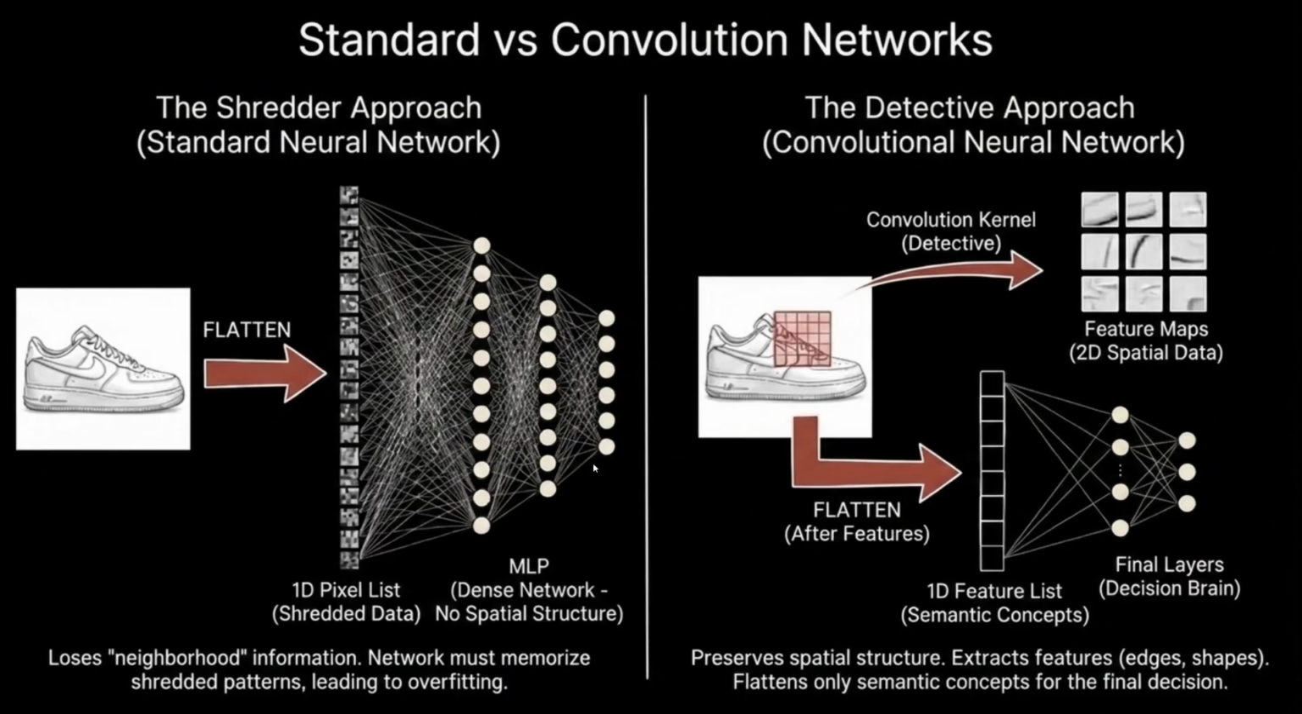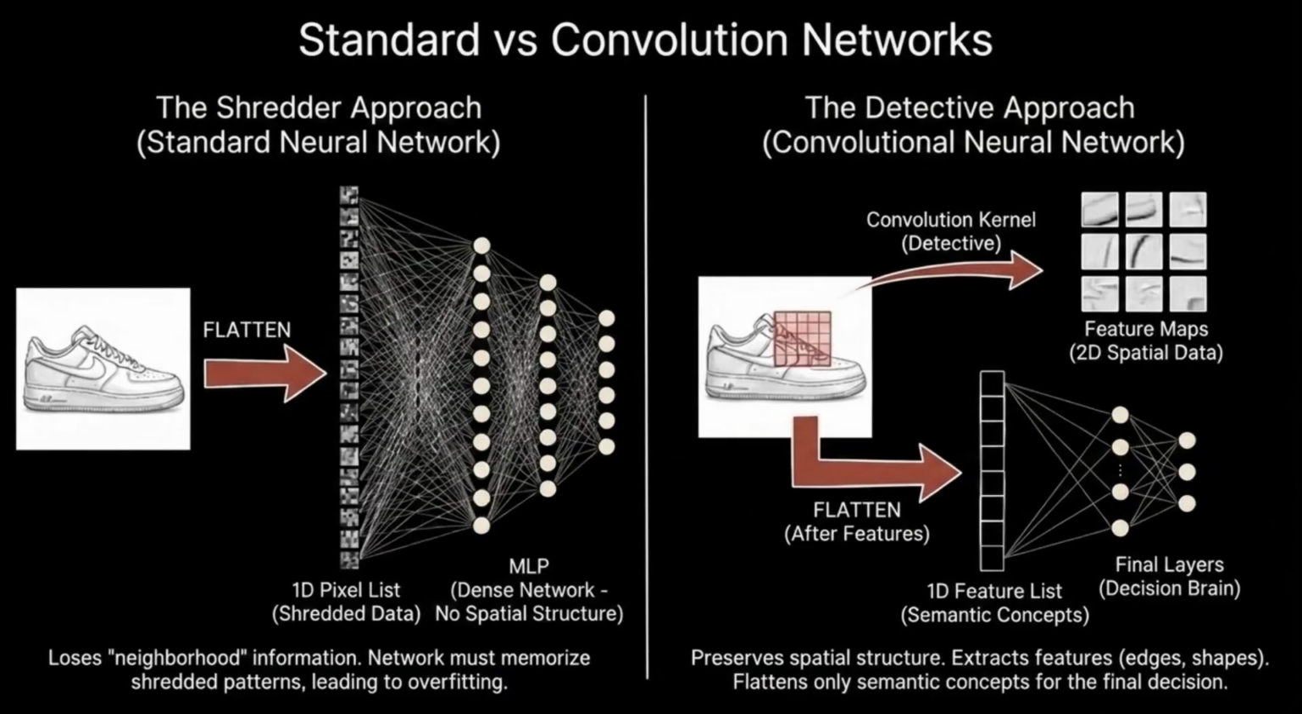If you see on the left side, we have traditional neural networks. So traditional neural networks treat images in a very strange way. They first flatten the image into a long list of numbers. A 2D image becomes a 1D vector. You can think of this like putting the image into a paper shredder. Once the image is flattened, the network loses all spatial relationships between pixels. The network no longer knows which pixels are neighbors or which pixels belong to the same object.